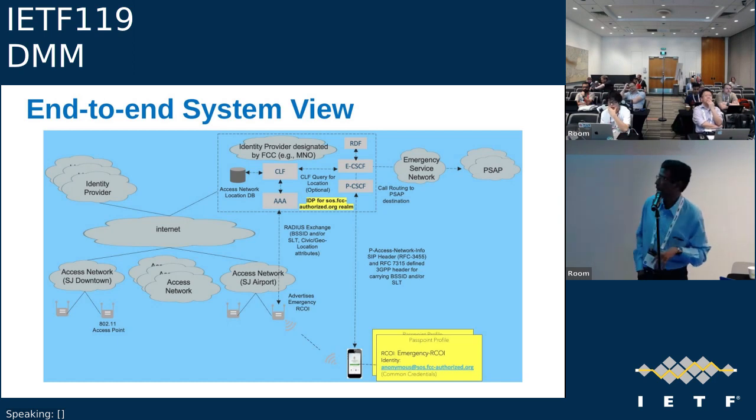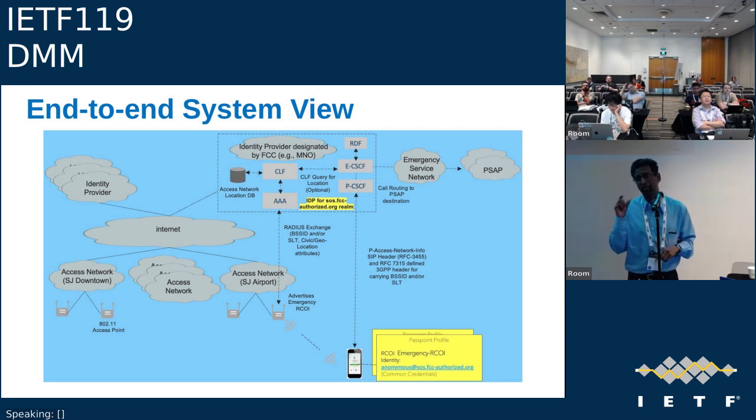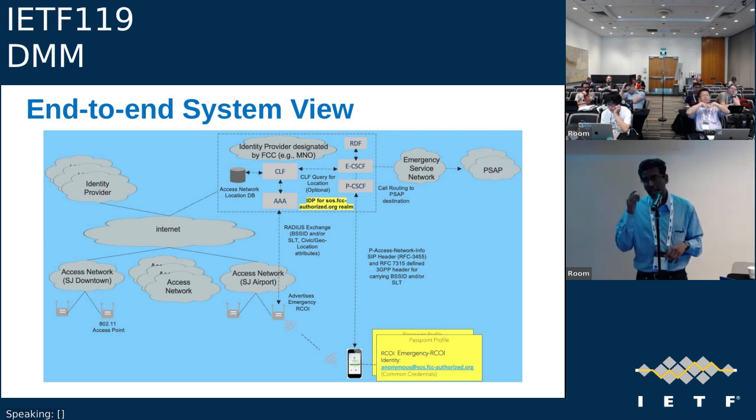So if you look at the overall system here, there's an access network, and there is an identity provider. There's a CLF function, which is a client location function. Now I make a call, I as a user, that endpoint using the emergency RCOI, discovers the access network and gets access. As part of that, the access network signals the location. This location can be a civic location, geospatial coordinates, or a device-specific location. Today in Wi-Fi networks, we do support indoor localization. At one-meter level accuracy, we are able to identify the location of the user.